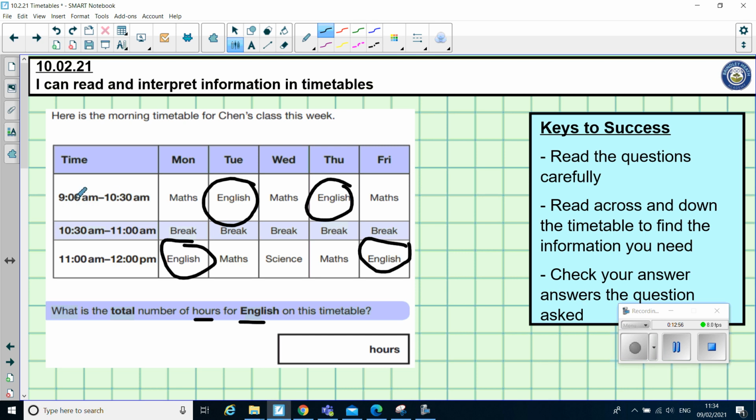So 9:30 a.m. till 10:30 a.m. That's an hour and a half lesson, isn't it? So I've got 1.5 hours plus 1.5 hours, which gives me 3 hours, plus an hour here, which is 4 hours, plus an hour here, which gives me 5 hours. So hopefully you managed to get that answer. You might have put 4 hours. If you put 4 hours, perhaps it's because we weren't reading the timetable very carefully and spotting that that was an hour and a half.